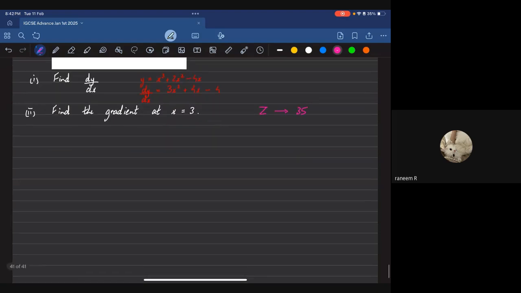All right, let's see. What's the answer? The bonus mark depends on it. So just going to put x is equal to 3 over here. So it's going to be 3 times 3 squared plus 4 times 3 minus 4, which is going to be equal to 3 times 9 plus 12, I think, minus 4. 3 nines are what? 27 plus 12 minus 4. It should be equal to what? It should be equal to 35, I guess.